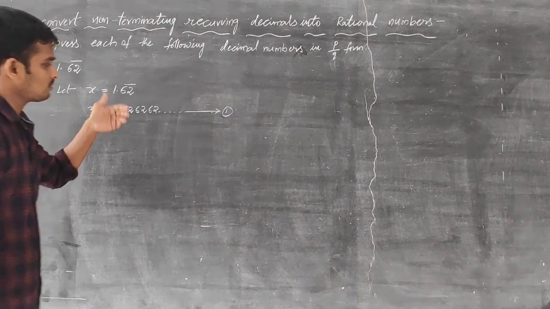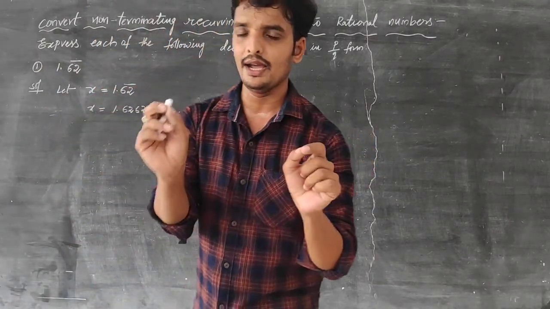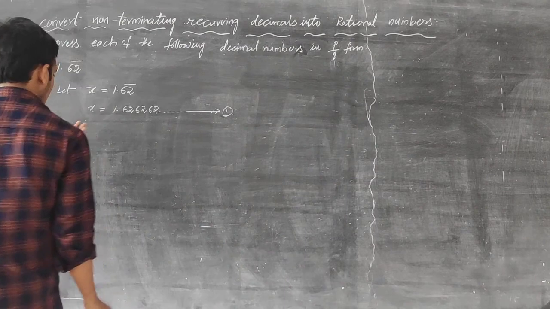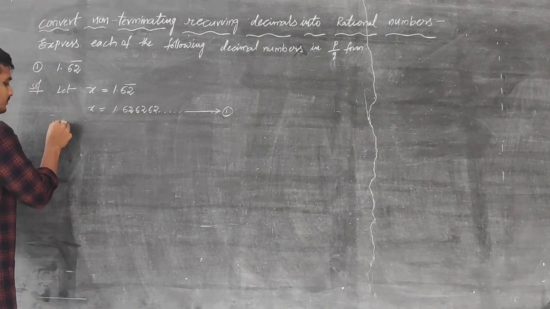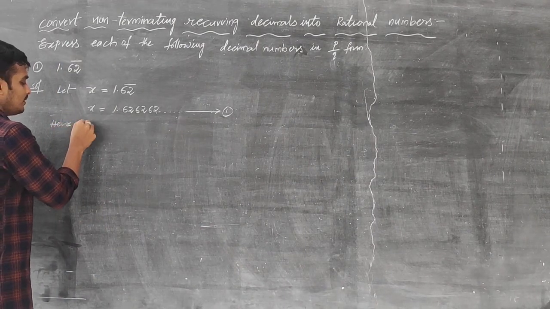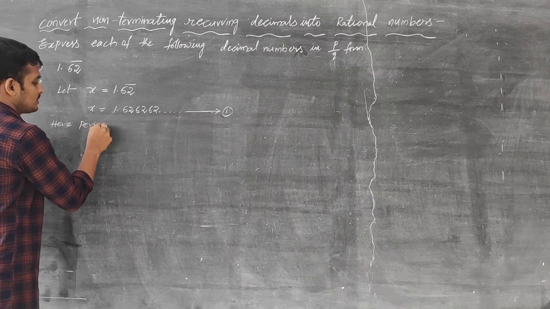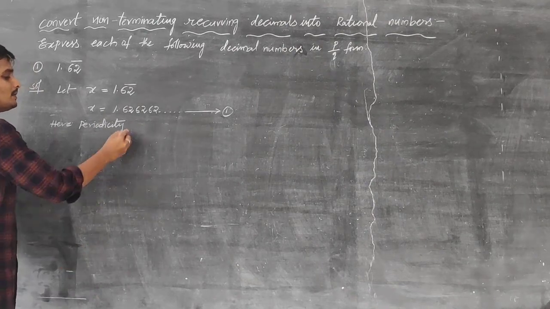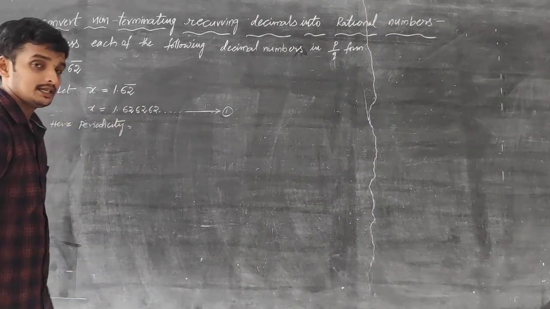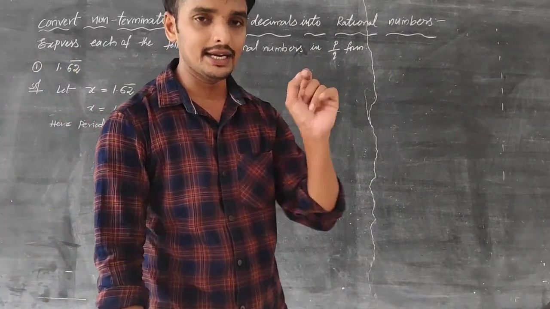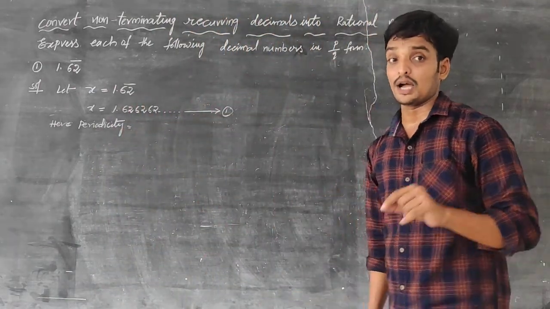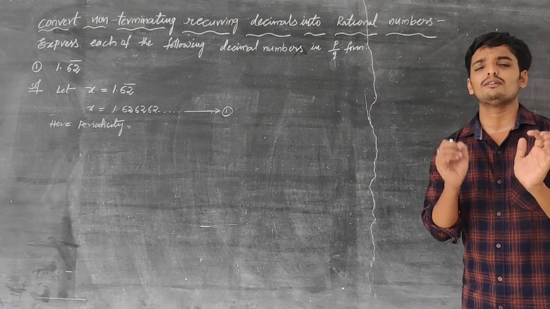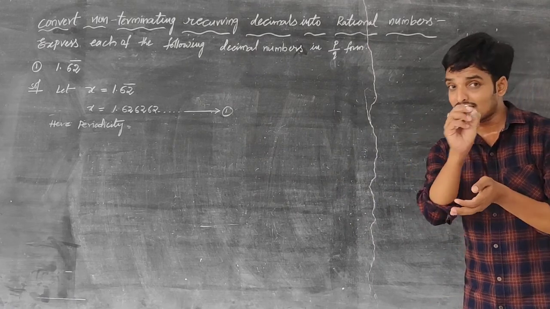Whatever the given, we have to write the expanded form and take the first equation. Now, if you observe here, what is the periodicity? Periodicity means simply how many digits are repeating in the non-terminating recurring decimal. Or in a simple way, how many digits are there under the bar?